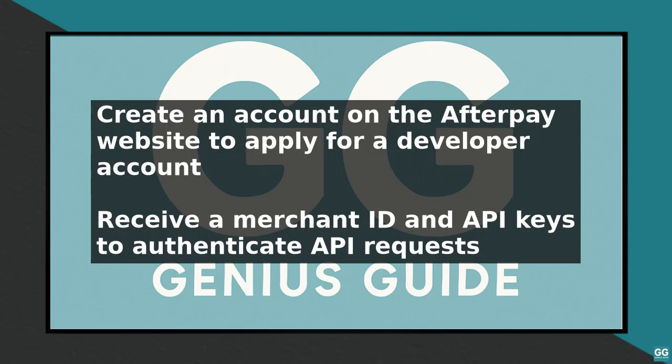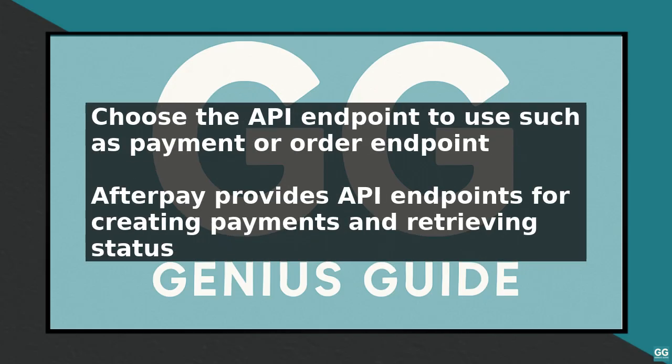To authenticate your API requests, you need to include your API keys in the request headers. You can do this by adding the API key to the authorization header of your request. Afterpay uses a standard HTTP authentication protocol, so you can use any HTTP client library to send requests to the API.